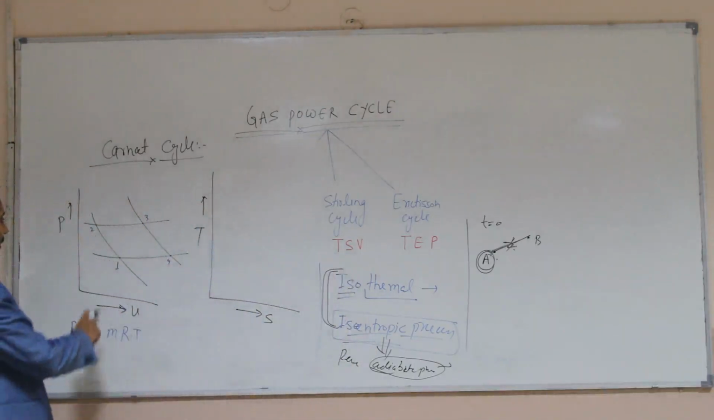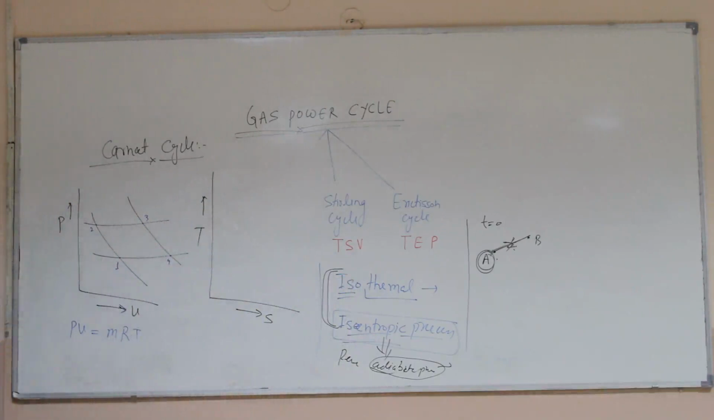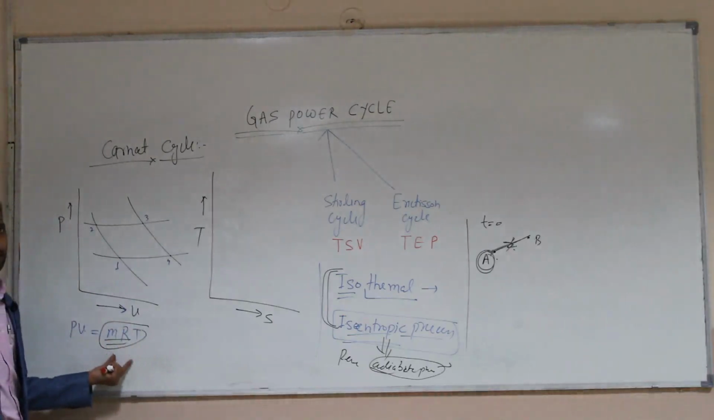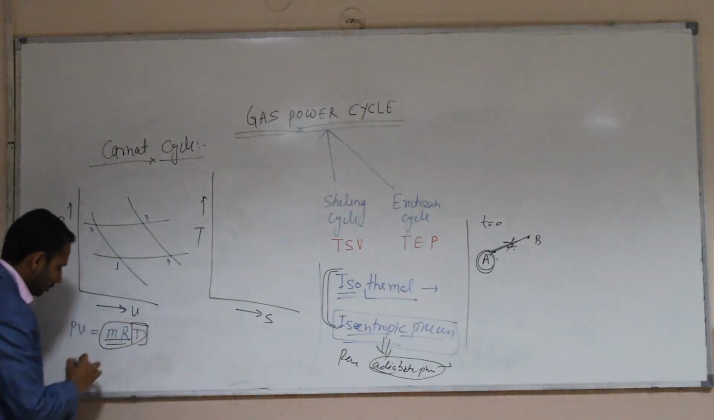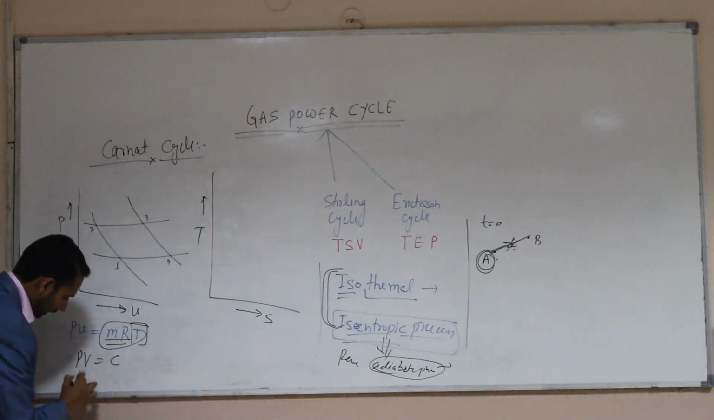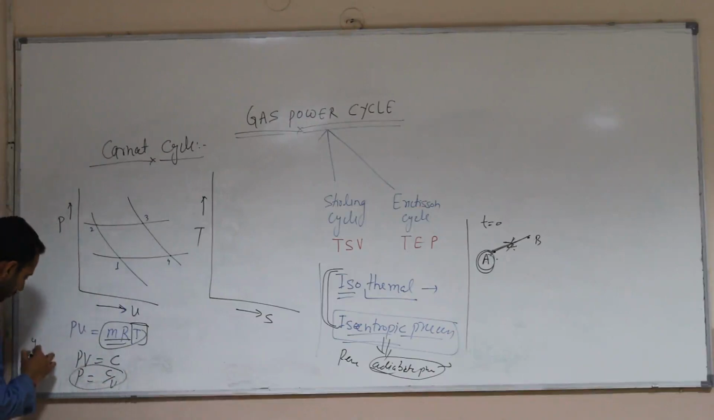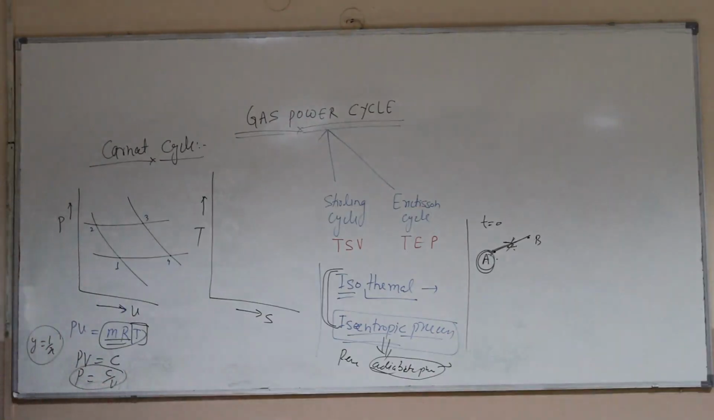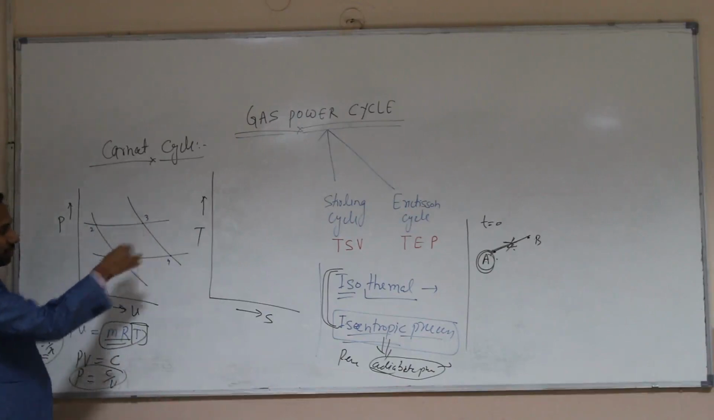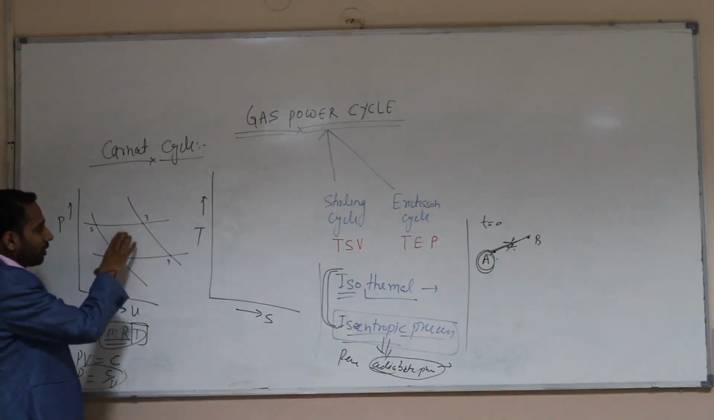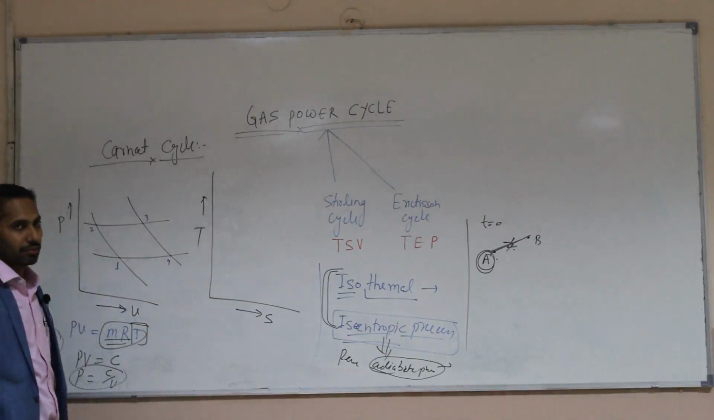Now back to the same point, why are these lines curvilinear? This is the ideal gas equation, PV equals mRT, and this temperature is constant. So we can say PV equals constant, and P equals C by V. This shows that Y equals 1 by X. In mathematics, we study the graph of Y equals 1 by X in a certain manner, so that's why I am drawing this equation in a certain fashion. This is how we can draw the PV diagram. Now comes the TS diagram.